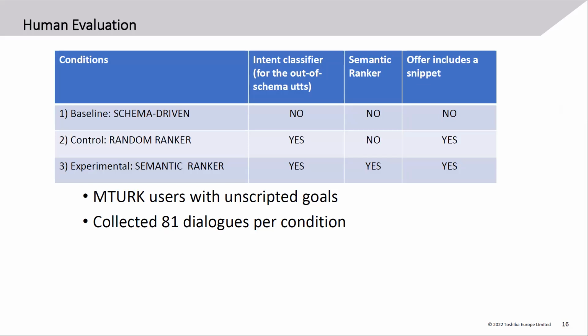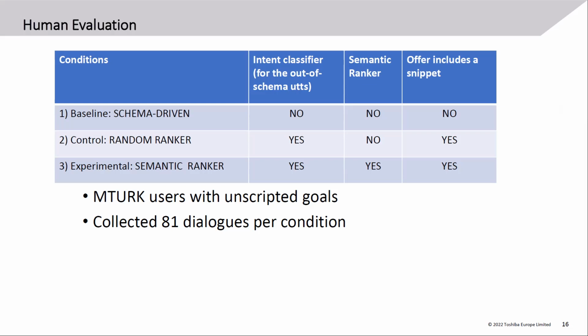We perform human evaluation using 3 conditions. Our baseline condition is a basic schema-driven system, which does not have an intent classifier for out-of-schema utterances, does not have a semantic ranker, and does not include the snippet in the offer when the system presents information. We collect data using Mechanical Turk, and we use unscripted goals.